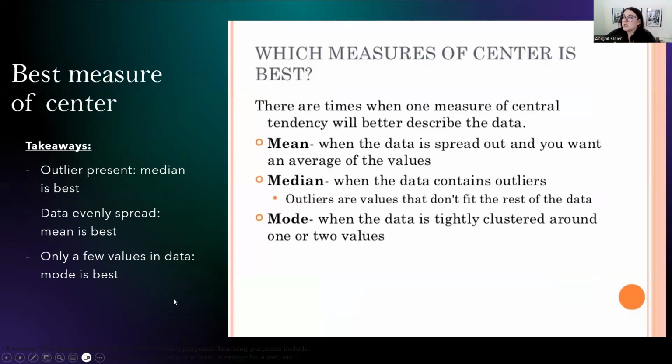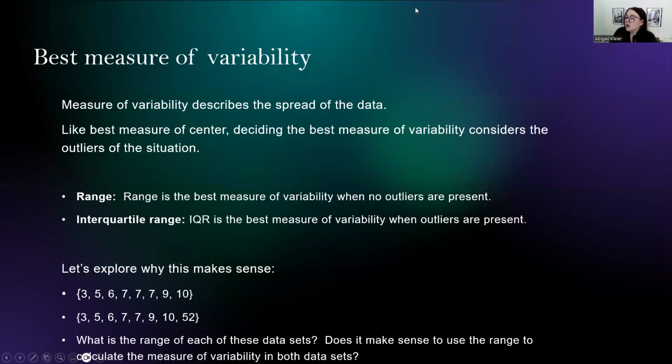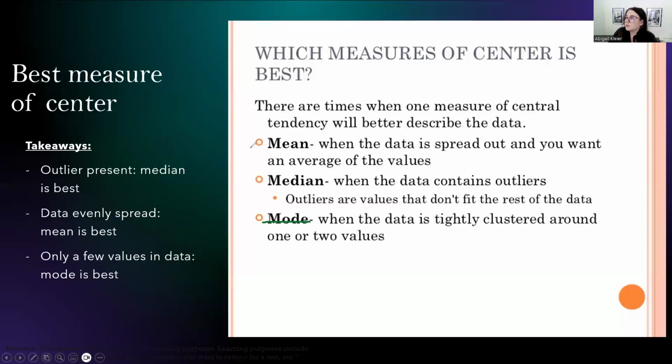So now that we've discussed skew and outliers, now we can use that information to determine the best measure of center. So again, best measure of center, the ones that we care about are mean and median. This graphic does have mode on it. We do not need to worry about mode where we are in 7th grade right now. We're only focused on mean and median.